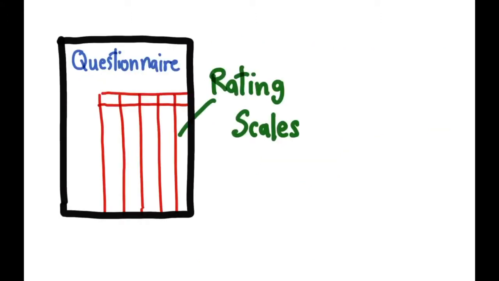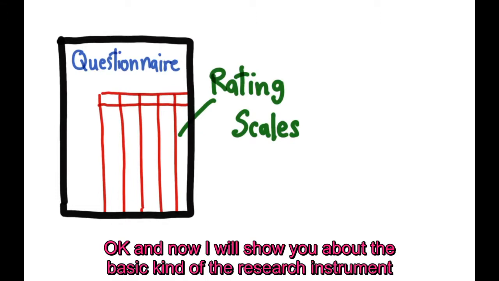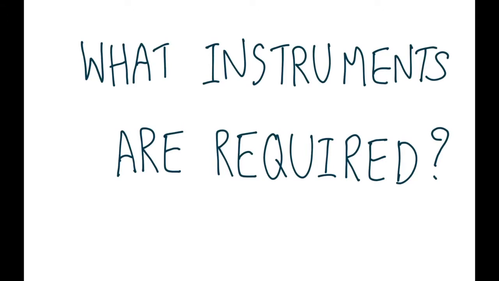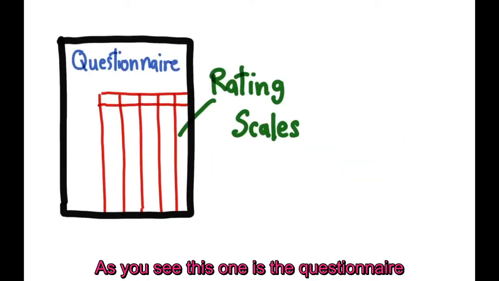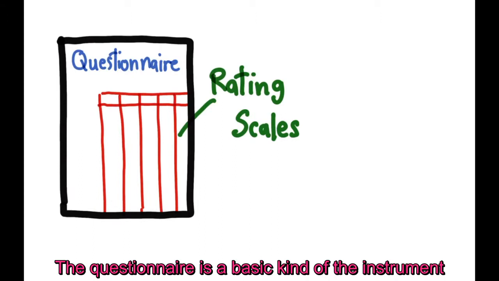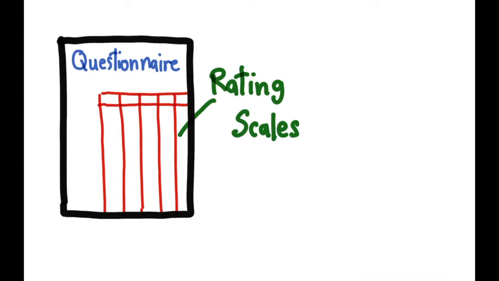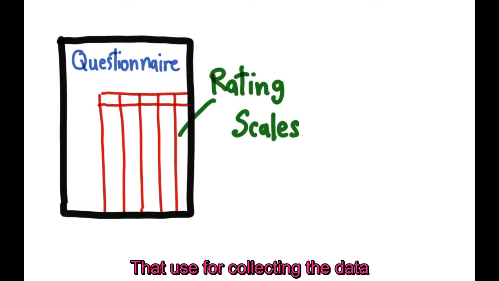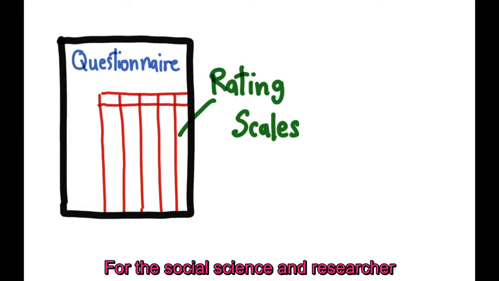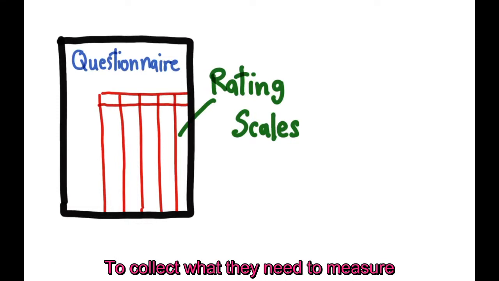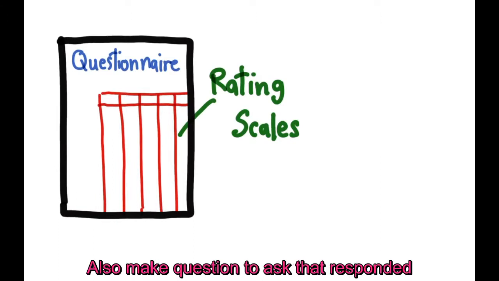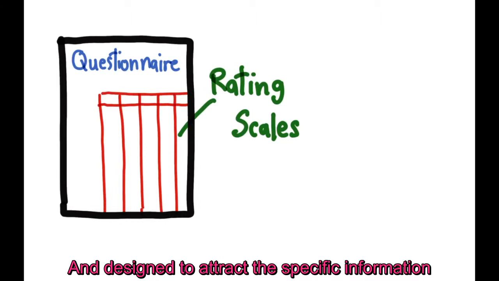Okay, and now I will show you the basic kinds of research instruments. As you see, this one is the questionnaire. The questionnaire is a basic kind of instrument used for collecting data for quantitative research. It is very necessary for social science researchers to collect what they need to measure. The questionnaire is a list of research or survey questions asked of respondents and designed to extract specific information.